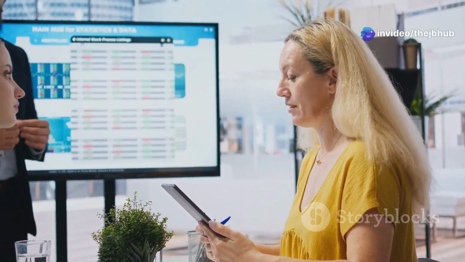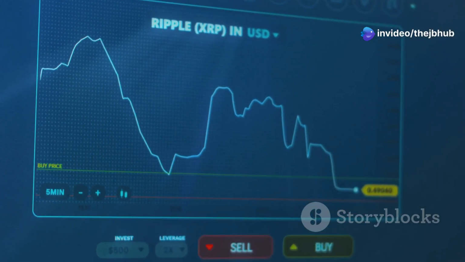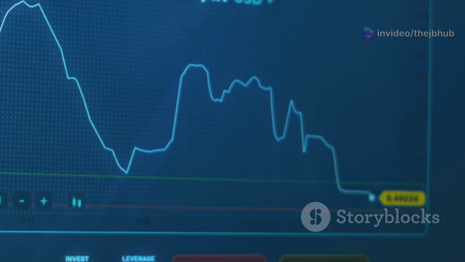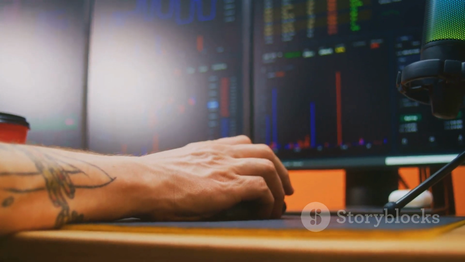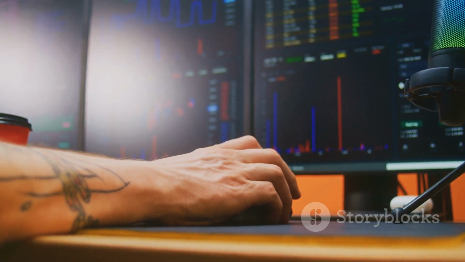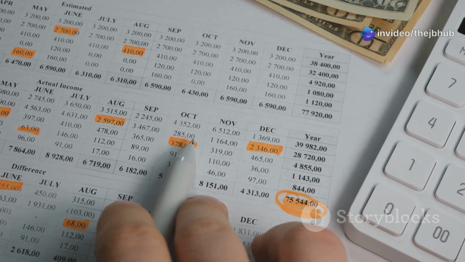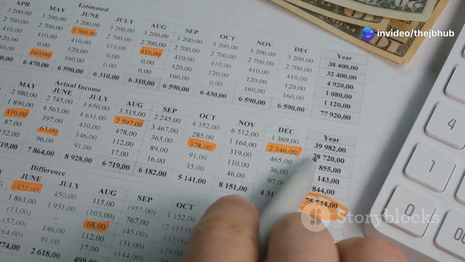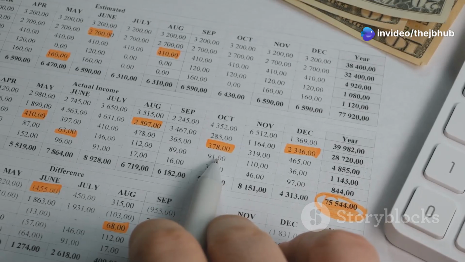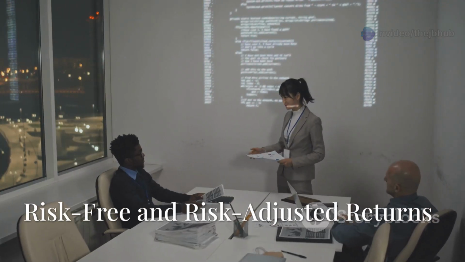Here's another example. ABC Corporation's bond has a nominal yield of 8%. If the inflation rate is 3%, what is the bond's inflation-adjusted rate of return? Based on the formula shown above, the inflation-adjusted rate of return is 5%, 8% minus 3%.